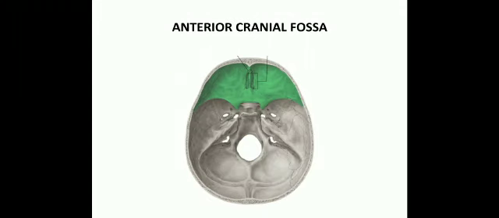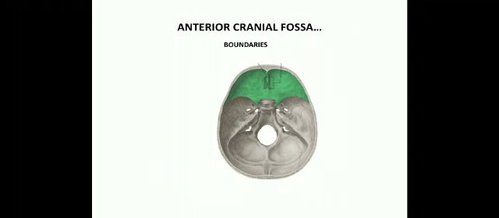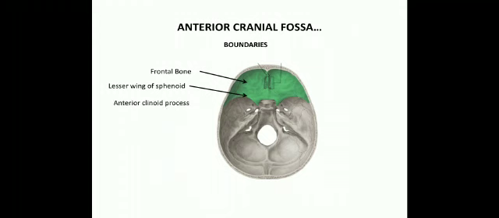Now the anterior cranial fossa. Its boundaries: anteriorly it is formed by the frontal bone. On the lateral aspect we can see the lesser wing of the sphenoid. If you trace the lesser wing of the sphenoid posteriorly, there is a projection that is called the anterior clinoid process. Then at the center we have the sulcus chiasmaticus.